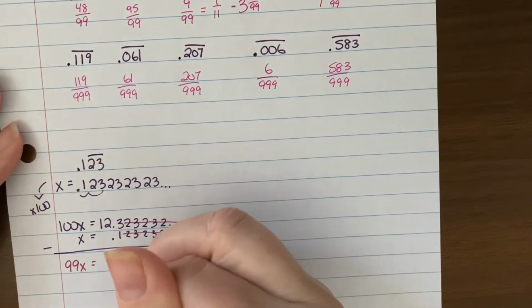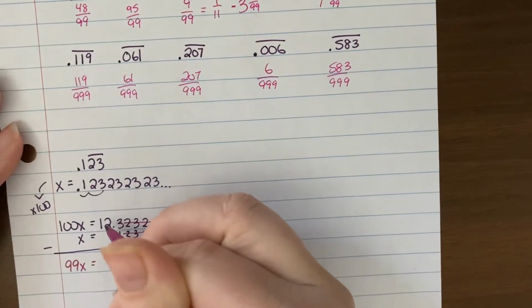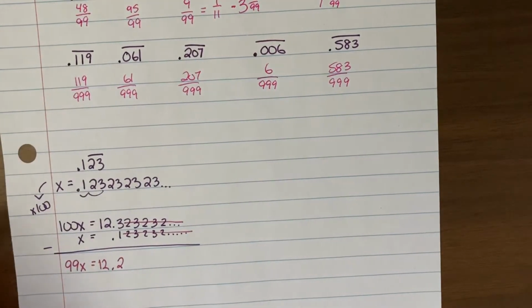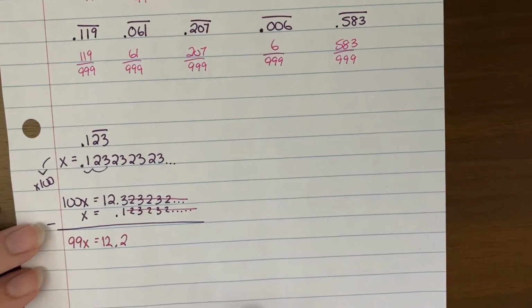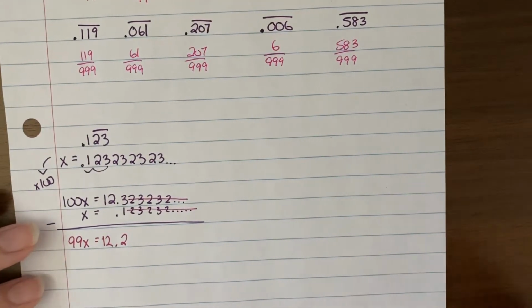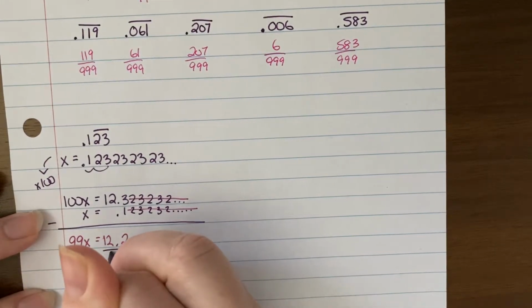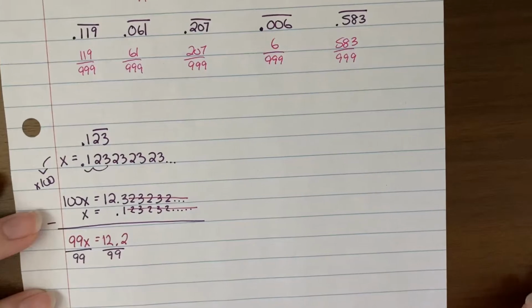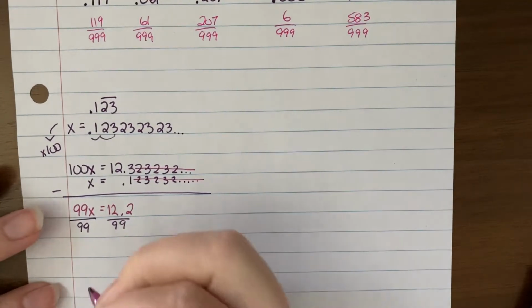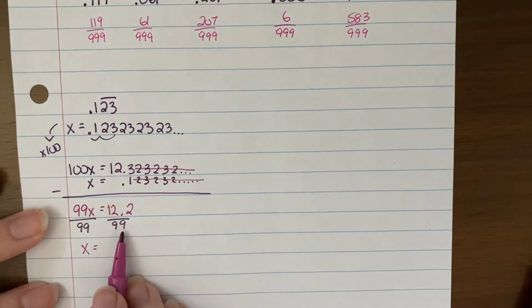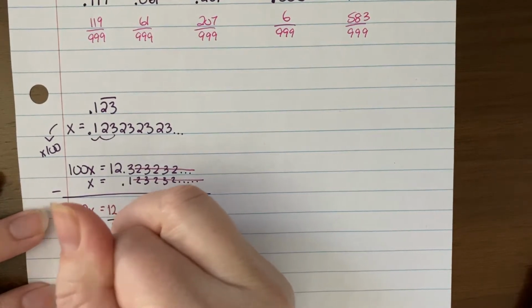3 minus 1 is 2. Drop the decimal point. 12 minus nothing is still 12. And look at this, I am left with 99x equals 12.2. I want x by itself, so I'm going to divide both sides by 99. When I do that, x is left by itself, and I get 12.2 divided by 99.